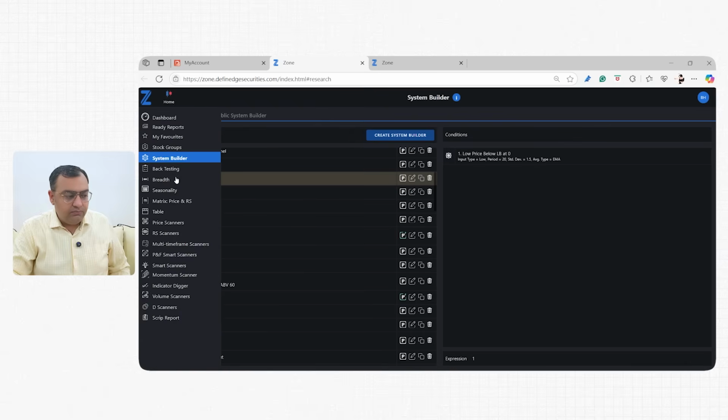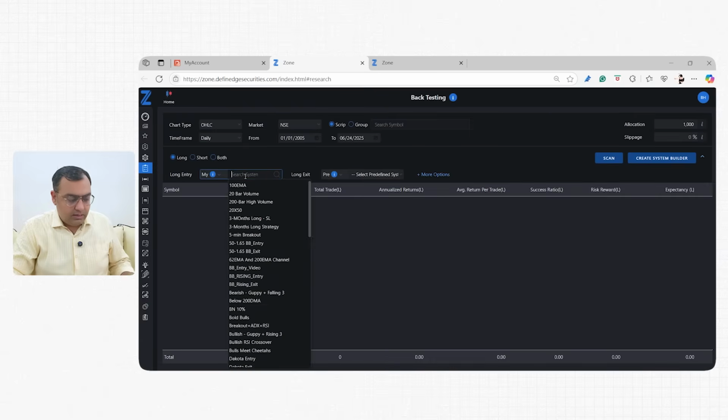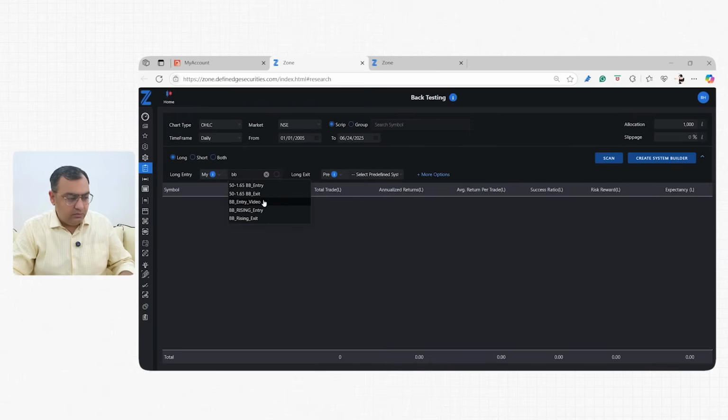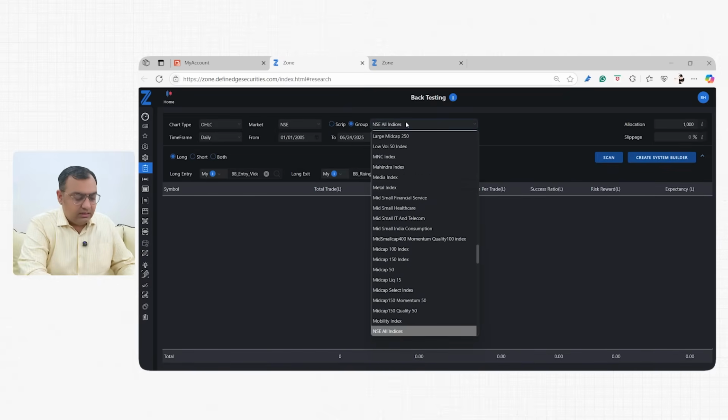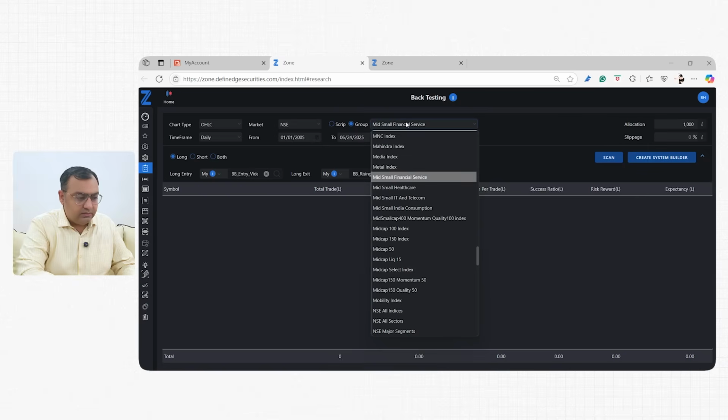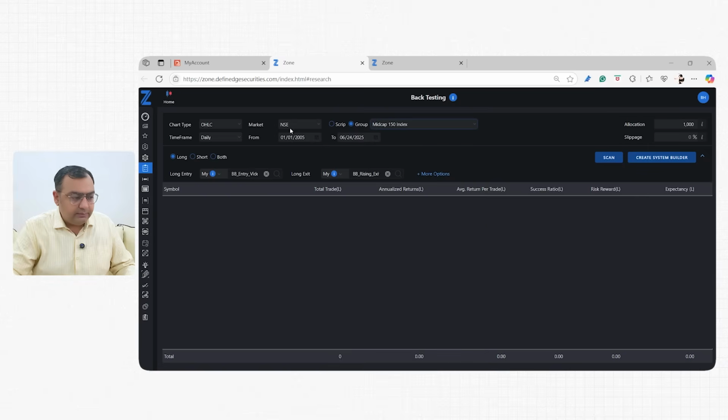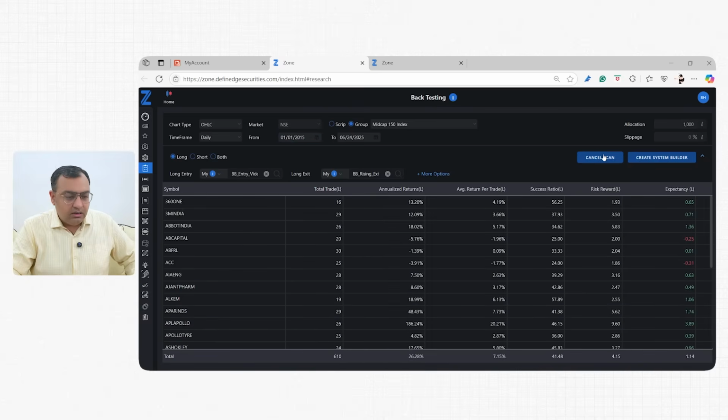So now if you go back to testing, my entry is the BB entry and exit is the BB rising exit. This is my entry and exit, and I'll click onto, let's say, Midcap 150. Let's look at Midcap 150 stocks this time, and I'm taking data since 2015, so last 10 years of data probably. Let's see how many stocks in this have good returns and which stocks are not performing.